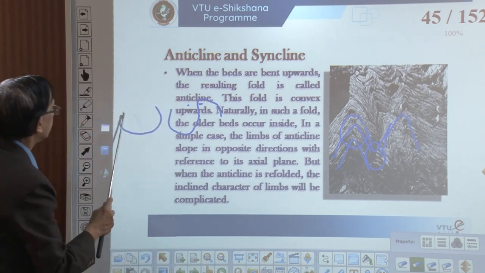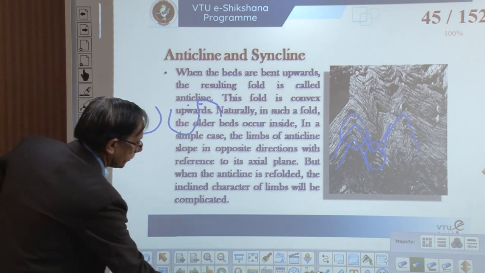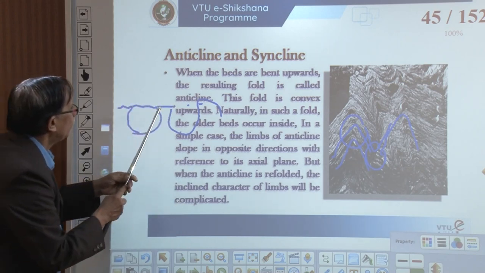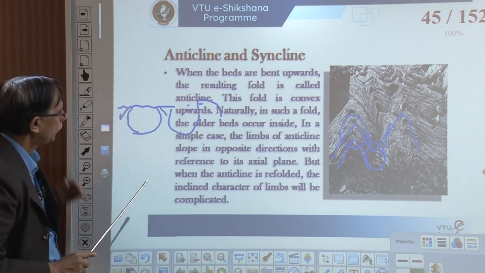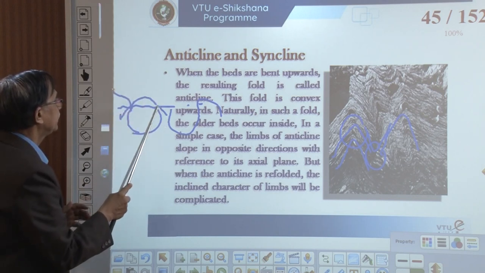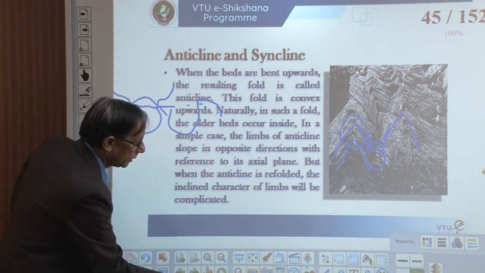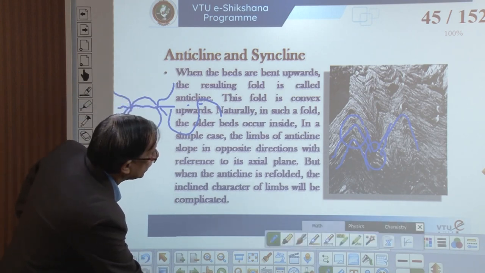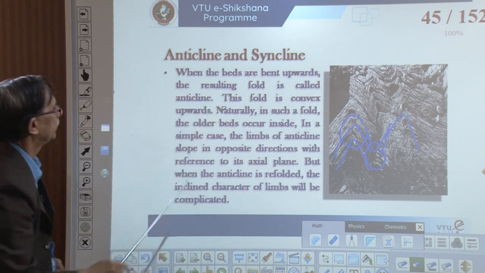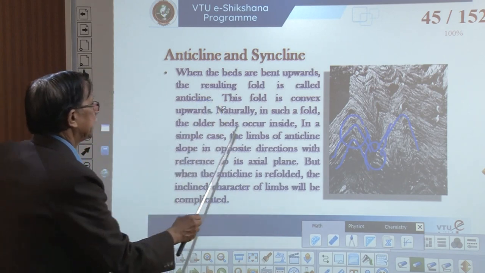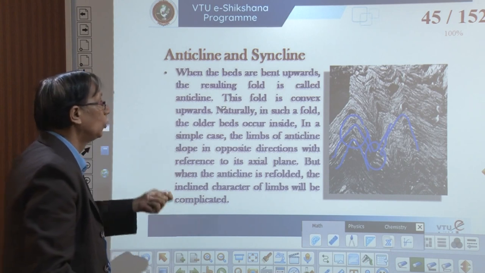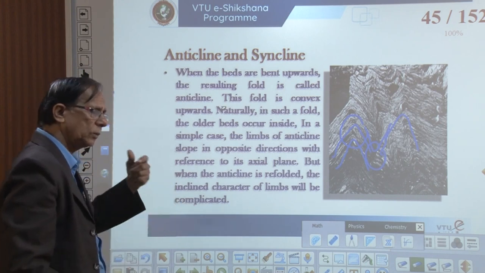This is the ground condition. See, rocks are sloping like this. What is our inference? Are they like this? We may interpret that, but they were like this, somewhere like this. So it is not that easy to infer. Therefore, we have to be very careful. Naturally, in such folds the older beds occur inside, that is important. Whether a rock is old or young depends on its hardness, compaction, age, etc.